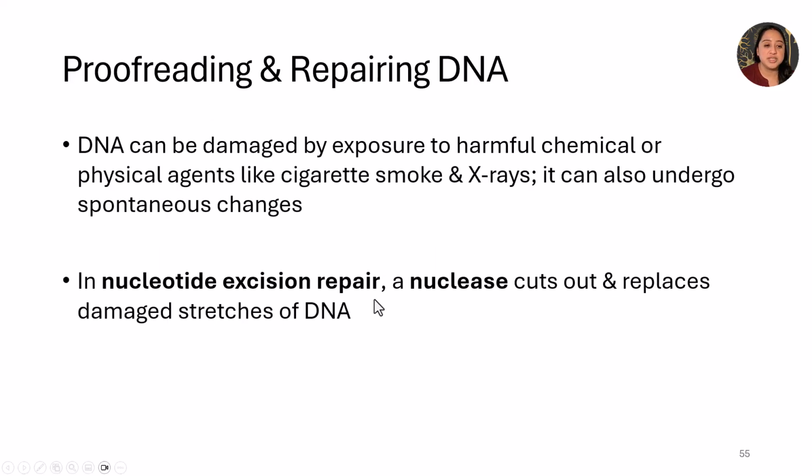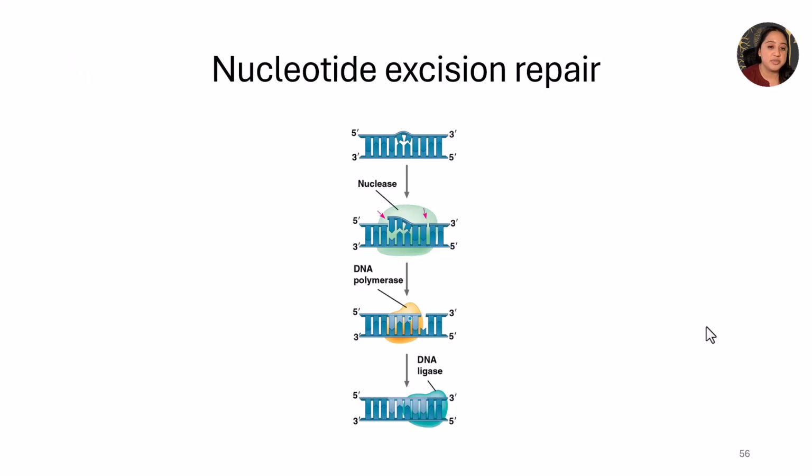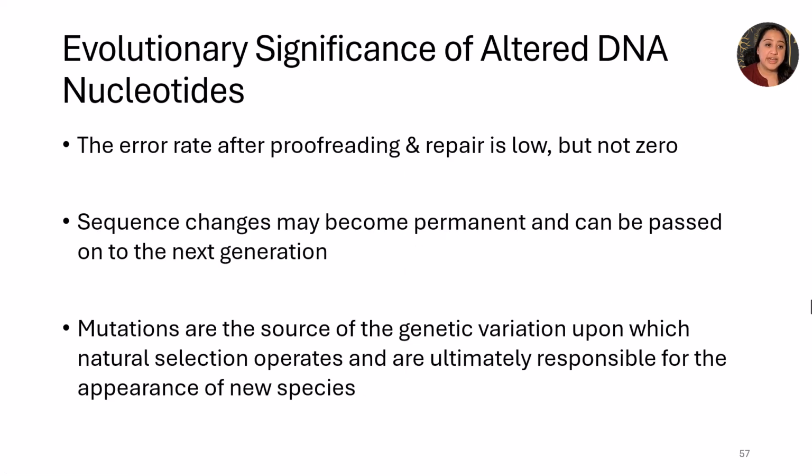And nucleotide excision repair is different because it's usually later on. It's not right after any errors in replication. It's damage caused by other things like daily life, harmful chemical or physical agents, spontaneous changes. And so they replace a little bit more than just those wrong nucleotides. The error rate after proofreading and repair is low, but it's not zero. It's pretty remarkable how accurate it usually is, but it's also not a 0% error rate.